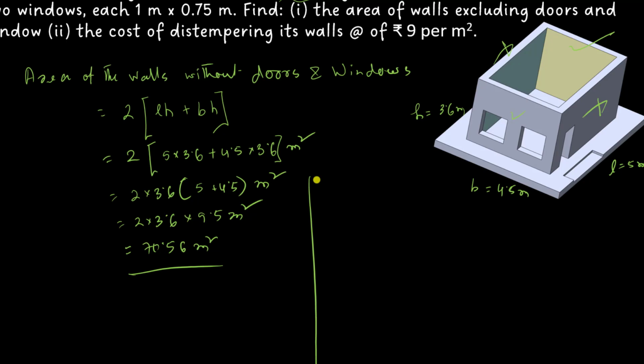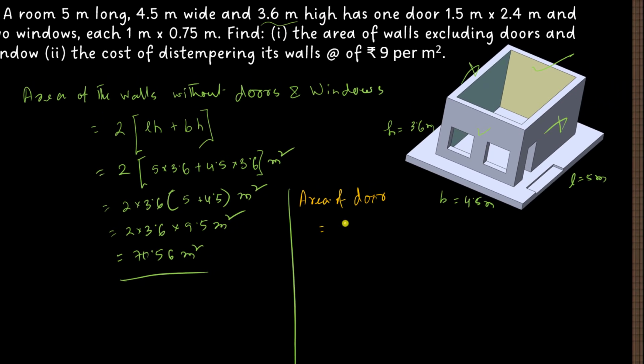Now we have to deduct the area of the door and the area of the windows. Area of the door: the dimensions of the door are 1.5 meter by 2.4 meter. So this is 1.5 meter multiplied by 2.4 meter, and this is equal to 3.6 meters square.